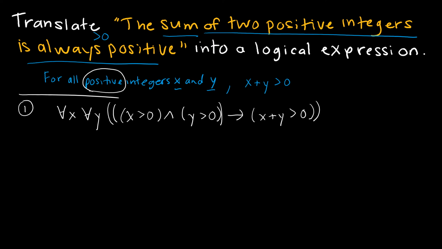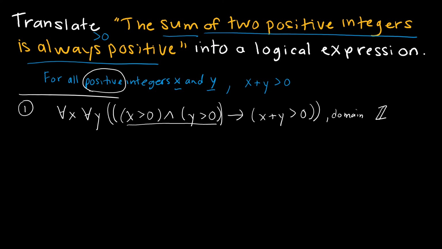So for all x, for all y, if x is greater than 0 and y is greater than 0, then x plus y is greater than 0. The domain here would be all integers. And that's why I had to specify here that x and y were greater than 0.